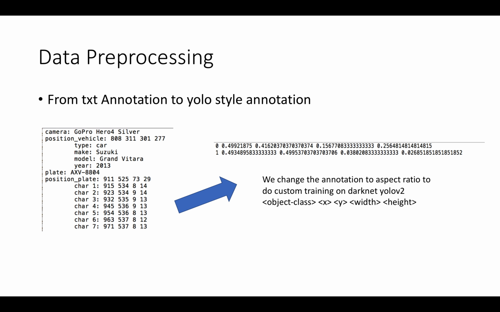The first column is the class of the object. 0 stands for a car and 1 stands for license plate. The second and third column is the X minimum point and the Y minimum point of the bounding box. And the fourth and fifth column is the width and the height of the bounding box according to the size of the images.